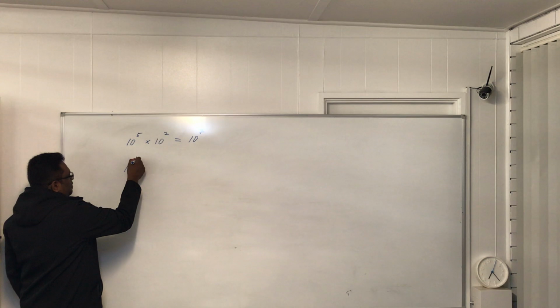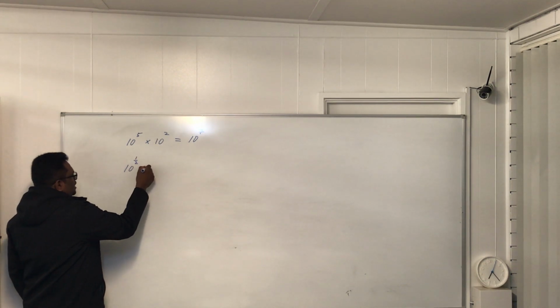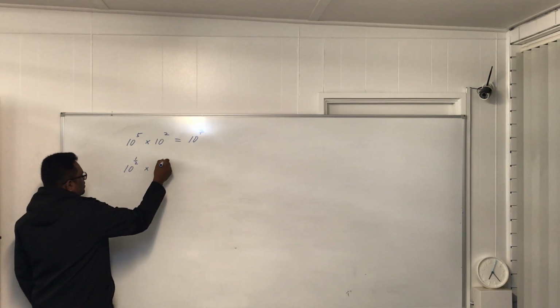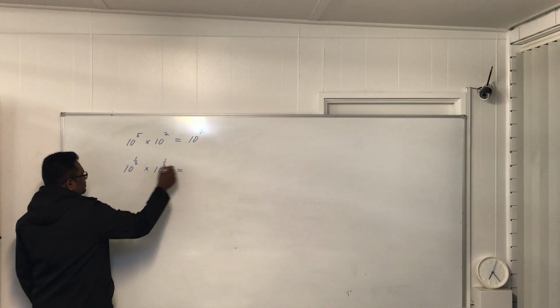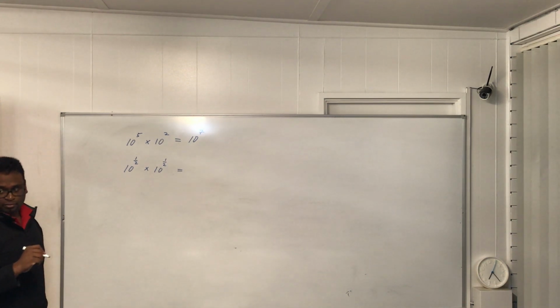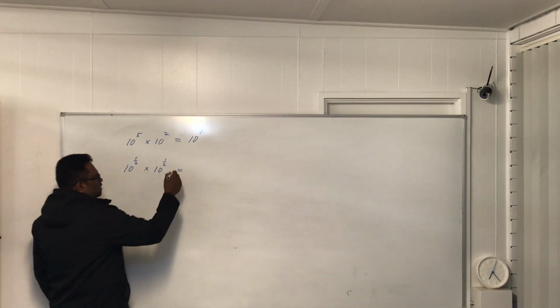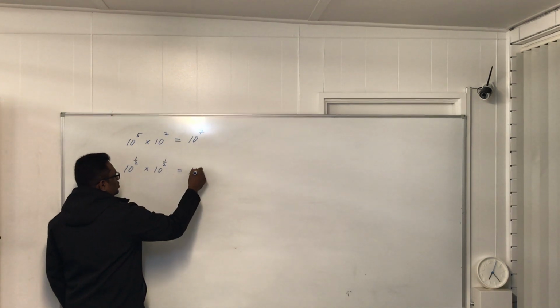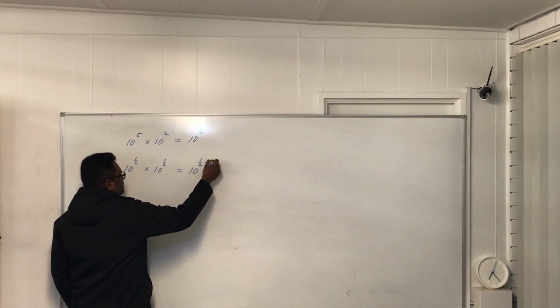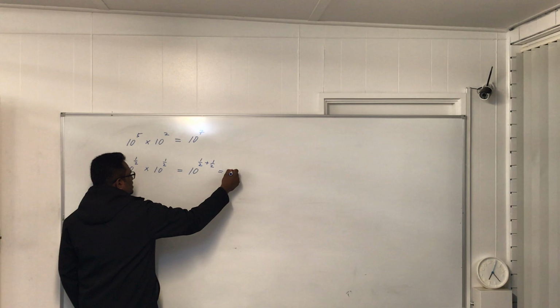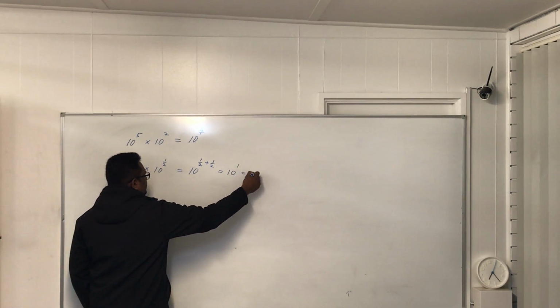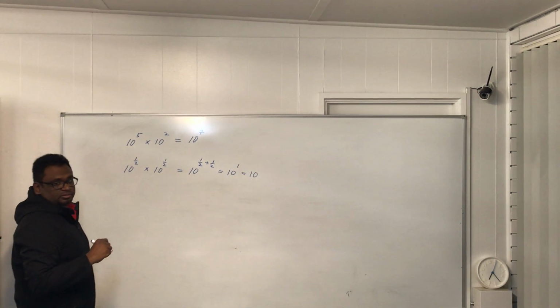10^(1/2) multiplied with 10^(1/2). 10 is the answer. 10^1. Huh? Why? Because powers are additive, right? So 10^(1/2 + 1/2) is 10^1. So it's going to be 10, right? All good.